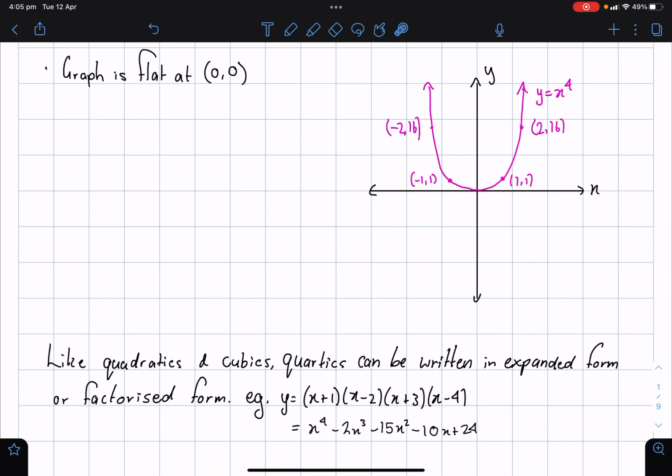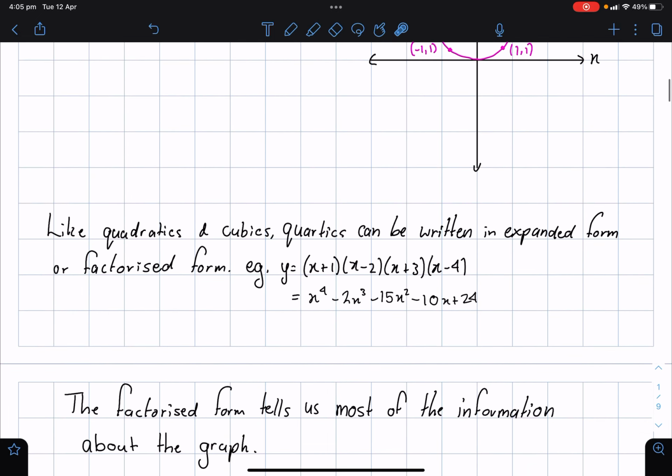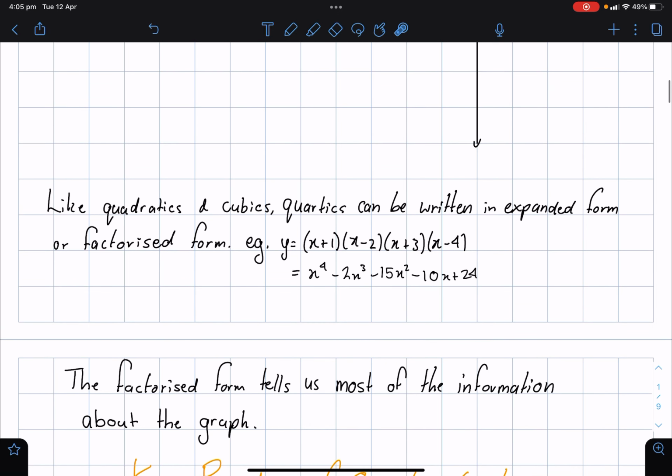In this video, we're not going to look at factorizing quartics. We're just going to be looking at the properties we can pull from the factorized form and graph those, all right? So the factorized form tells us most of the information about the graph that we need.